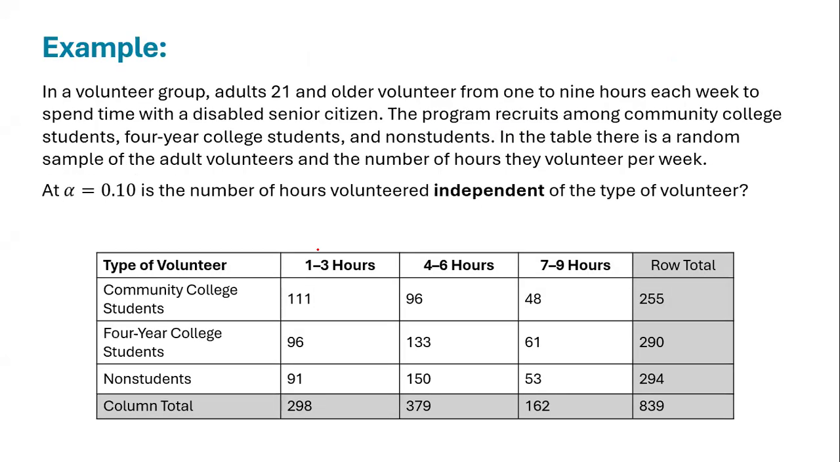And the last example here. In a volunteer group, adults 21 and older volunteer from 1 to 9 hours each week to spend time with a disabled senior citizen. The program recruits among community college students, 4-year college students, and non-students. In the table, there is a random sample of adult volunteers and the number of hours they volunteer per week.